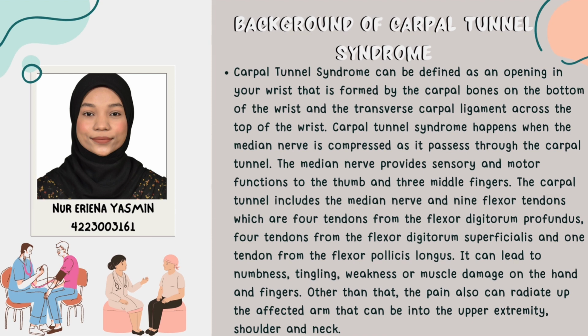Carpal tunnel syndrome can be defined as an opening in your wrist that is formed by the carpal bones on the bottom of the wrist and the transverse carpal ligament across the top of the wrist. Carpal tunnel syndrome happens when the median nerve is compressed as it passes through the carpal tunnel. The median nerve provides sensory and motor function to the thumb and three middle fingers.